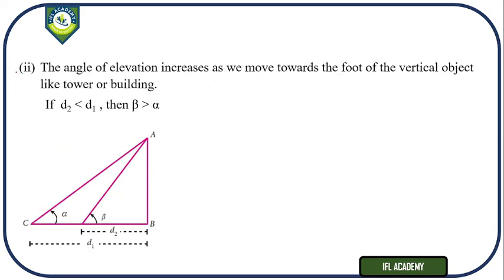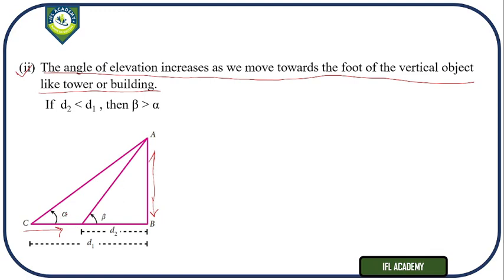Second point is a very important point. The angle of elevation increases as we move towards the foot of the vertical object, like a tower or building. Means what? Whenever we move towards the foot of the tower or building, the angle of elevation gets increased. Like here, from C to point B we are moving. Suppose B is the foot of the tower or building, so the angle of elevation will increase.